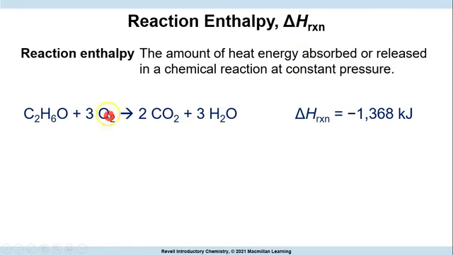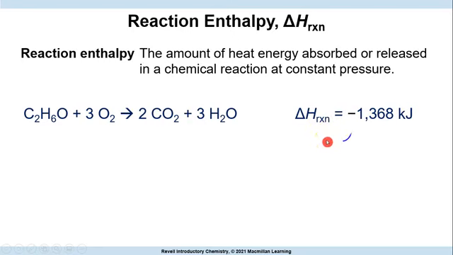Now looking at this equation here, we see that this is the combustion of ethanol to give us carbon dioxide and water, and the sign of delta H reaction here shows that it is negative. And we already looked at exothermic and endothermic reactions. For exothermic reactions, delta H value is negative. It means that heat is released. And for an endothermic reaction, delta H is positive, which means that it is absorbing heat.